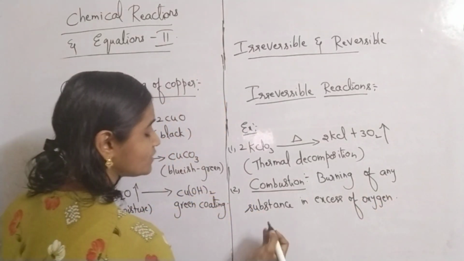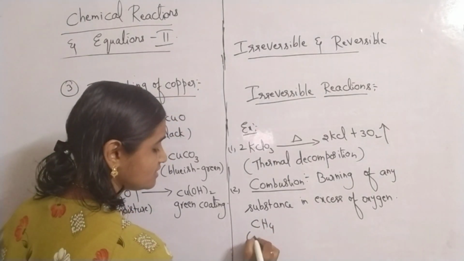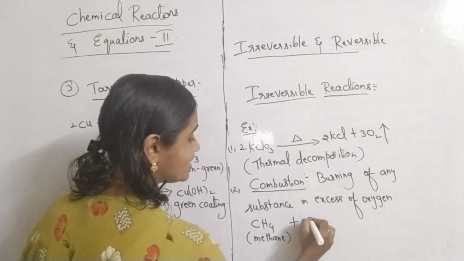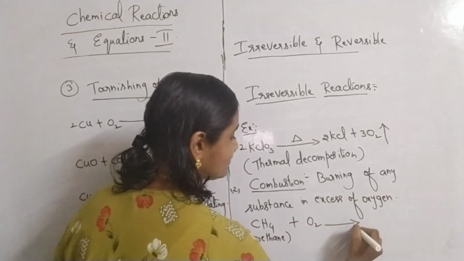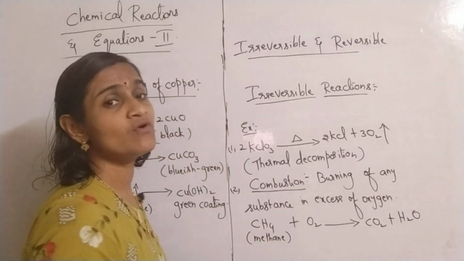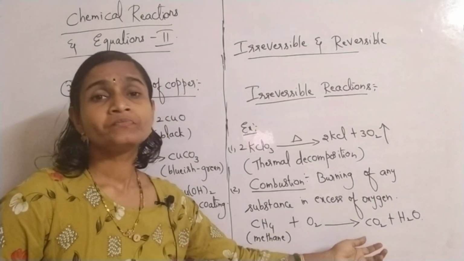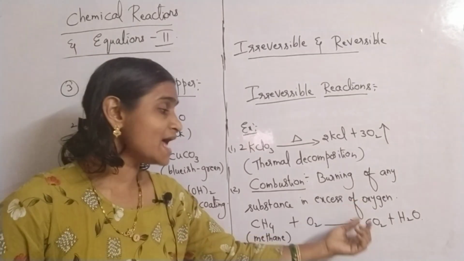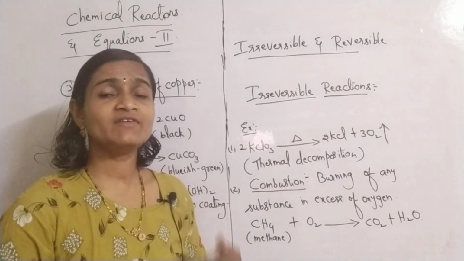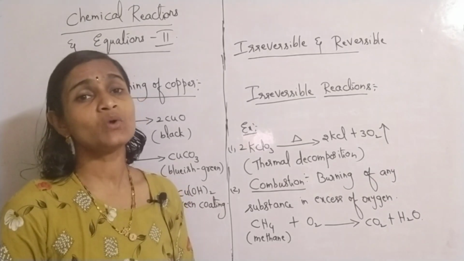You can take the example of burning of fuels like CH4, the natural gas methane. When combusted with oxygen gas, it forms CO2 plus H2O. Whenever any combustion of fuels takes place, you will observe the formation of standard products. What are those? Carbon dioxide and water. They are fixed products whenever any hydrocarbon is combusted.